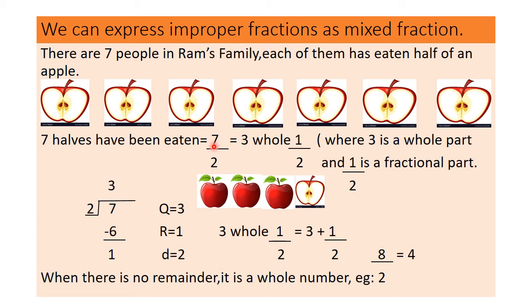So here we have converted 7 by 2 into a mixed fraction. 7 by 2 was an improper fraction, and we have converted this into a mixed fraction and got 3 whole 1 by 2 apples. So children, one thing you have to remember: when there is no remainder, that would be a whole number. For example, 8 divided by 2 is 4 itself because there would be no remainder left.